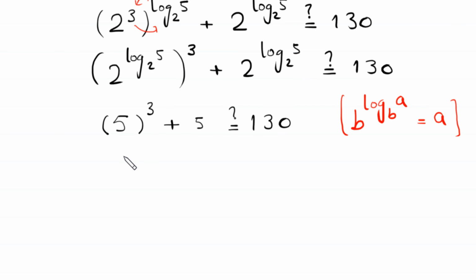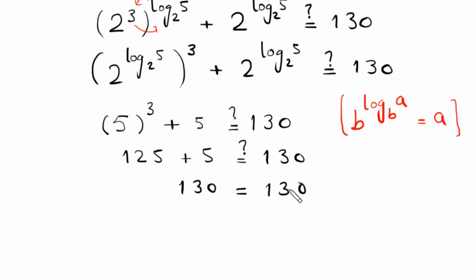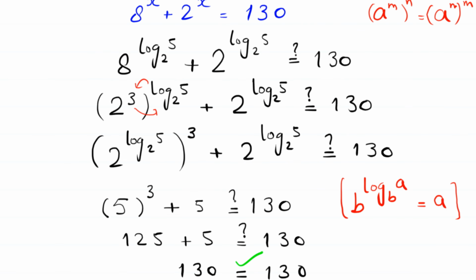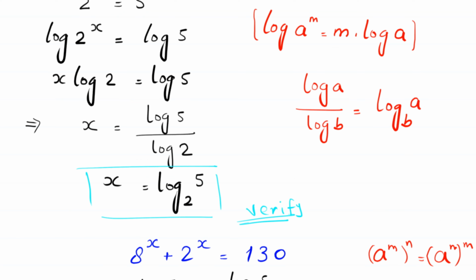And 5 cubed is 125 plus 5. Is this equal to 130? And 125 plus 5 is 130, which is equal to 130. You can see that left hand side is equal to the right hand side. It means this value of x, log base 2 of 5, is a valid solution.